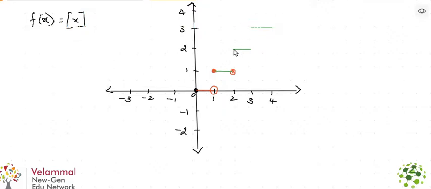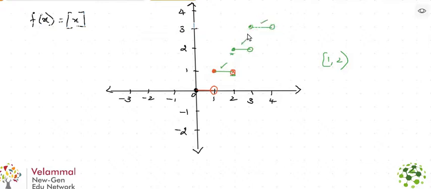Here 2 is included, 3 is not included. 3 is included, 4 is not included, and it goes on and on. So the greatest integer function is discontinuous at integer points. Can you see that? From 1 till 2, 1 is included, 2 is not included. It is discontinuous at the integer points. Are you able to understand that? But it is continuous at non-integer points.